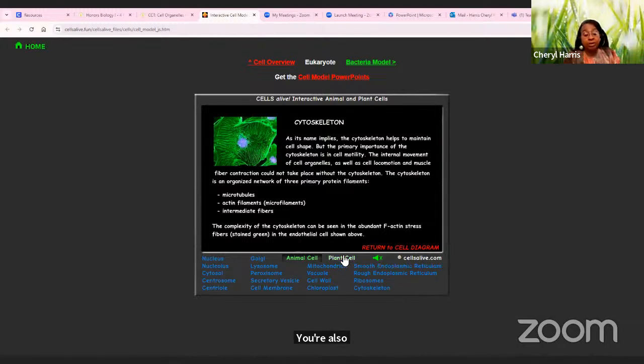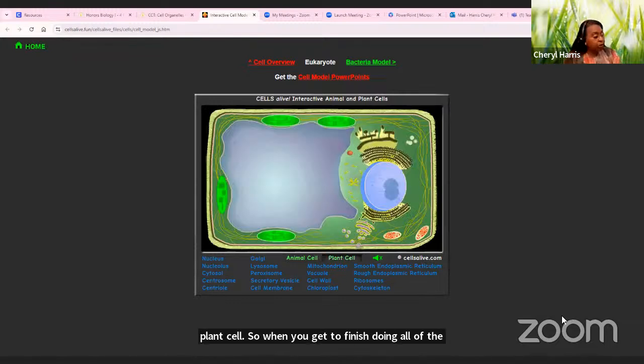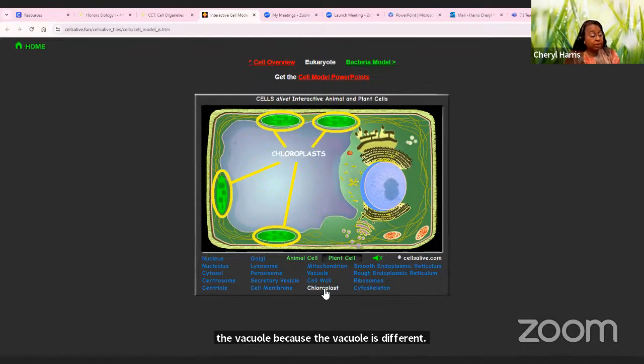So when you finish doing all of the animal cell, then you want to do a heading that says plant cells. And the only thing you want to do for the plant cell is the vacuole, because the vacuole is different, plus the cell wall and the chloroplast. Those are the only three things that you're going to write under the heading of plant cell. Everything else is going to be the same. It's going to have the same function. It's in both cells. Okay, so I don't need you to rewrite all of that again.